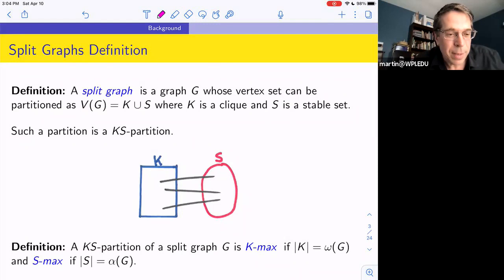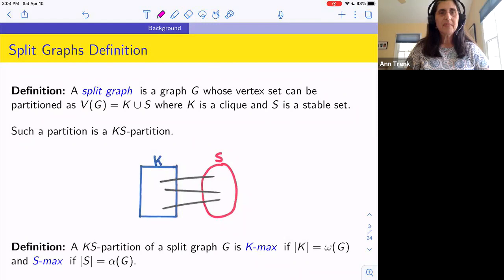Okay. All right, so split graphs are a wonderful class of graphs. They have a lot going for them. So let me begin with the definition. A graph is a split graph if you can partition the vertex set so that one part induces a clique and the other part induces an independent set, or a stable set, which we also call a stable set. We call such a partition a KS partition. We call such a partition K-max if the size of the K part is the clique number of the graph, that is, the largest size clique in the graph. And we call it S-max if the size of the stable set is the largest size stable set in the graph.